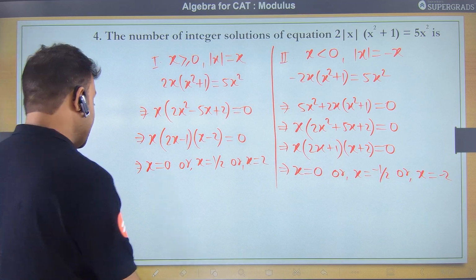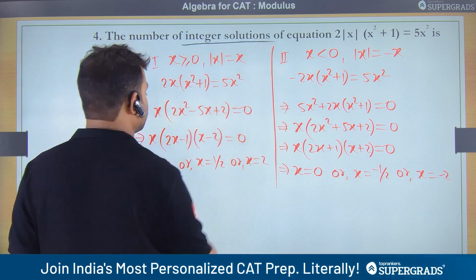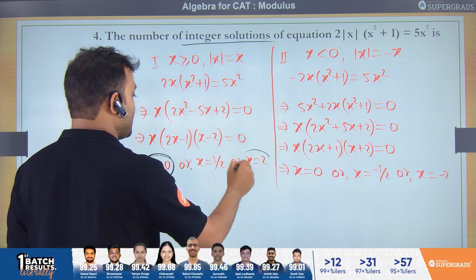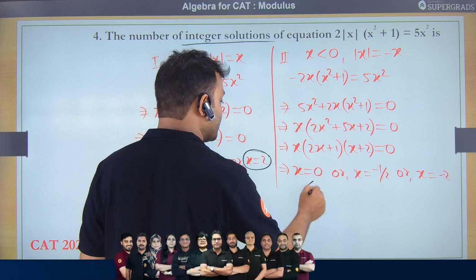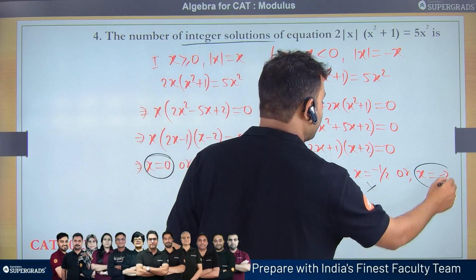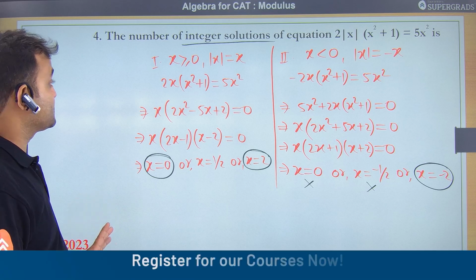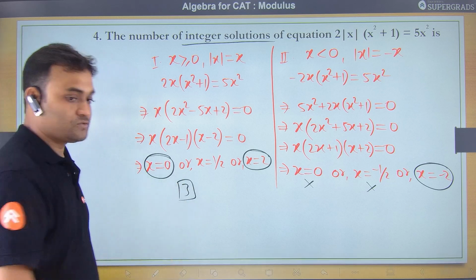The question says the number of integer solutions. So what are the integer values? x is equal to 0, x is equal to 2, and x is equal to minus 2. Here, 0 appears in both cases, so we don't need to count it twice. So there are three values of x. So the answer is 3. All right.